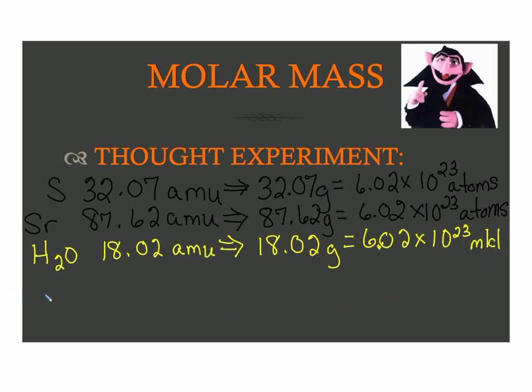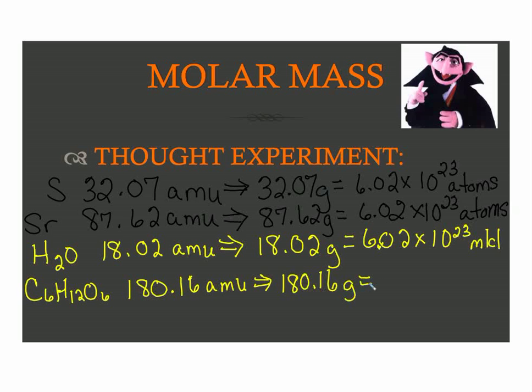All right, you might not be convinced yet, so let's do something more complicated. Sugar. This could be glucose, fructose, there's a variety of things, C6H12O6, right? And if that has an atomic mass of 180.16 AMUs, if I took the numerical equivalent of that in grams and counted it, I would get 6.02 times 10 to the 23rd molecules.